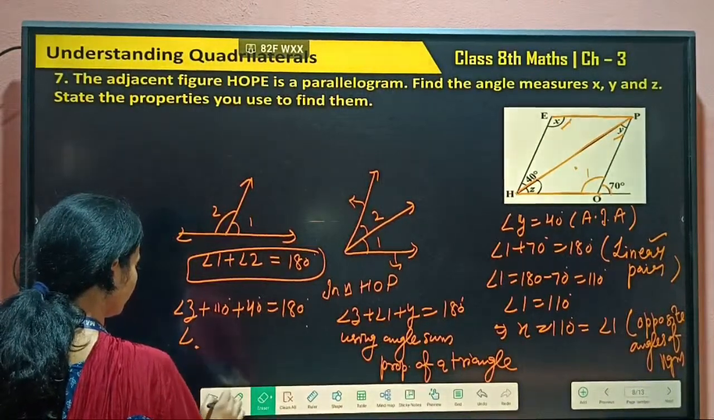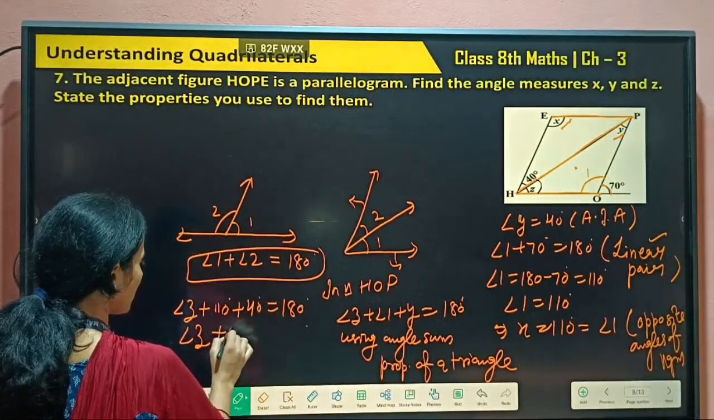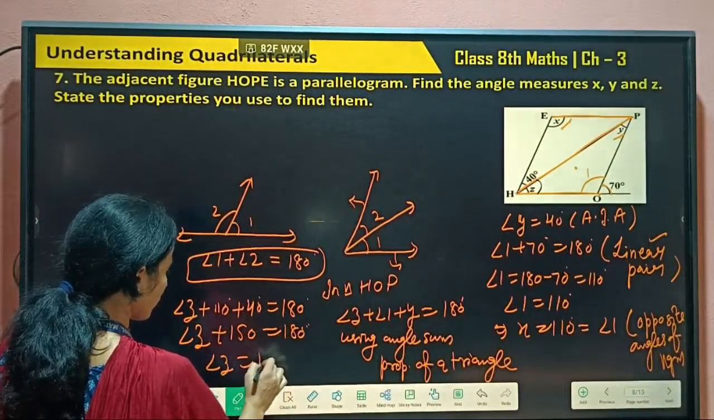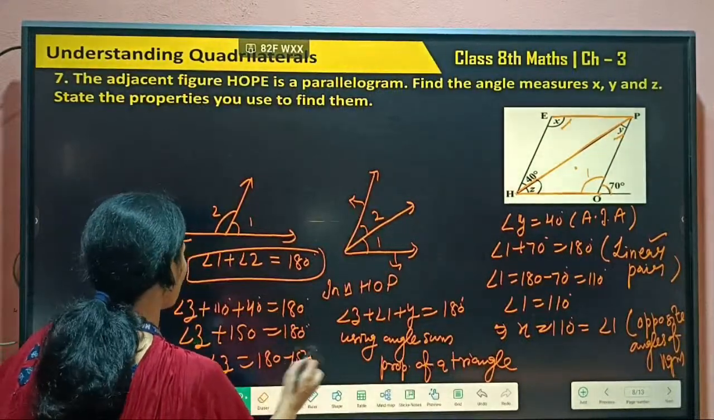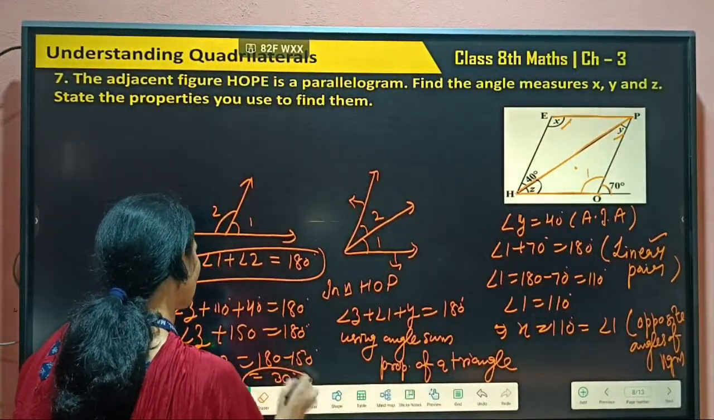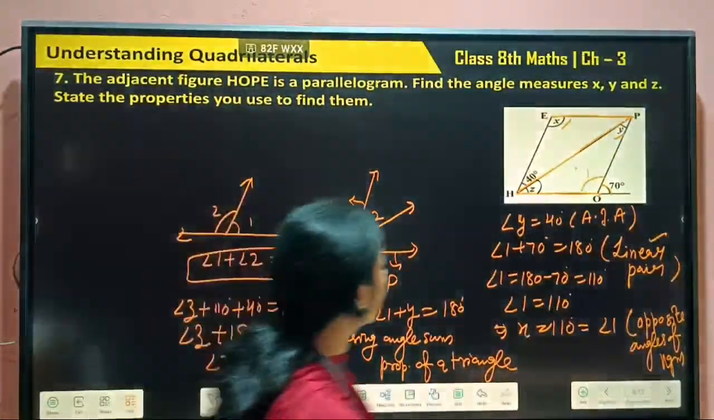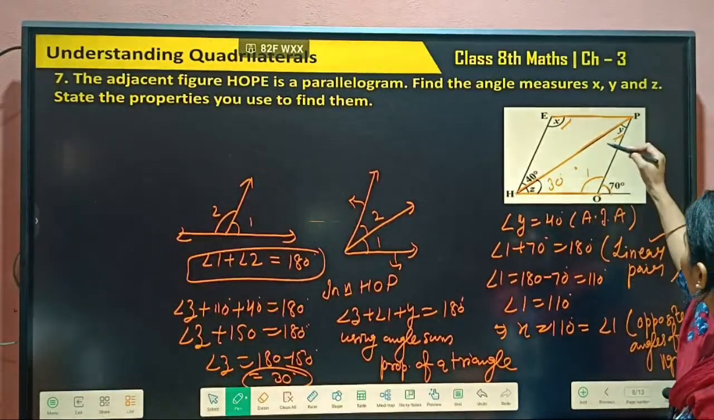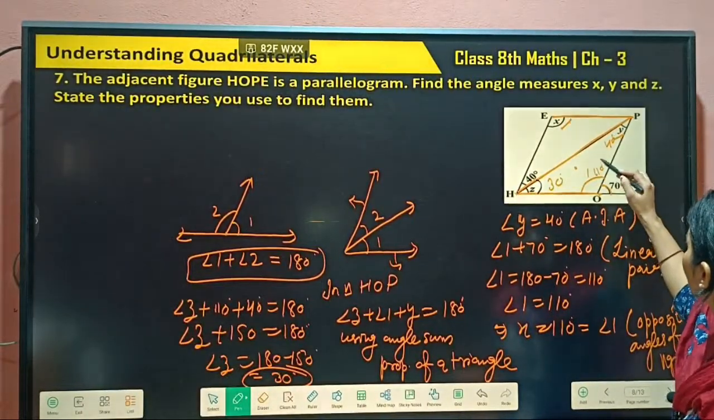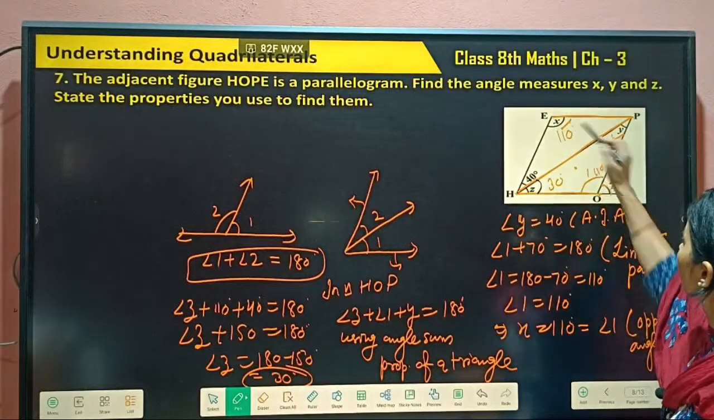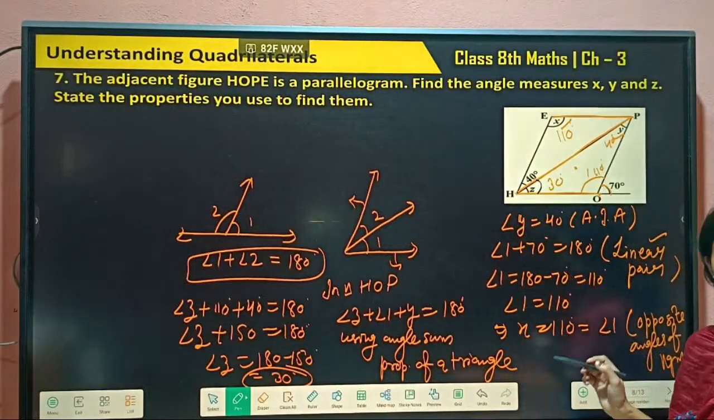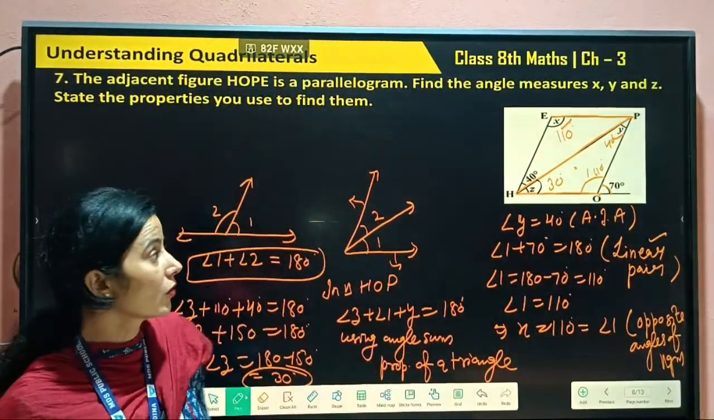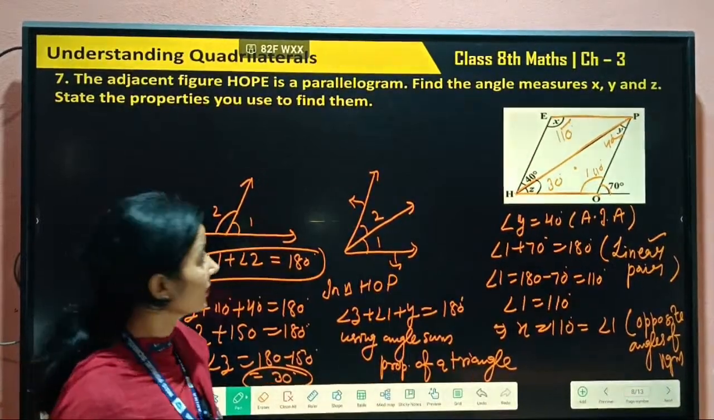Angle z plus 150 equals 180, so angle z equals 180 minus 150. The answer is 30 degrees. Angle z is 30 degrees. This is 30 degrees and this is 40 degrees. This is 110 and this is also 110. So in this way we got all the unknown angles x, y and z in our parallelogram along with the reasons. See the next question.